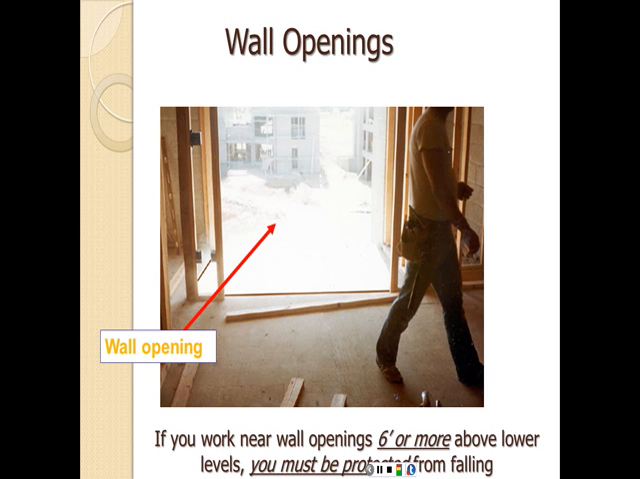Here we are at the second level or maybe even the third level. We have a wall opening for a future window or door, probably a window, and it's not properly guarded with a guardrail. So if you work near a wall opening 6 feet or more above lower levels, you must be protected from falling.